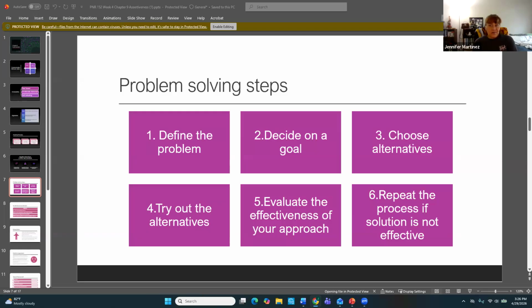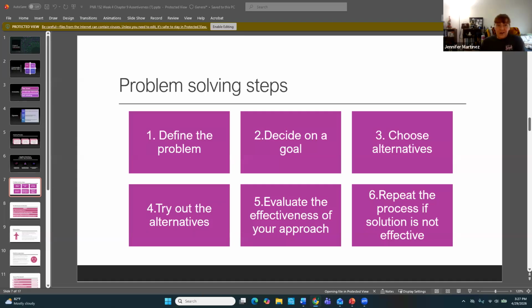And then you're going to try out your alternatives. Does it work? Does it not work? Whatever your alternatives were to meet your goal, you're going to try them all out, and then you're going to go through the evaluation process. I'm just trying to think of a good example. Let's define the problem: I want to go on vacation in 6 months, but I don't have enough money to go on vacation.